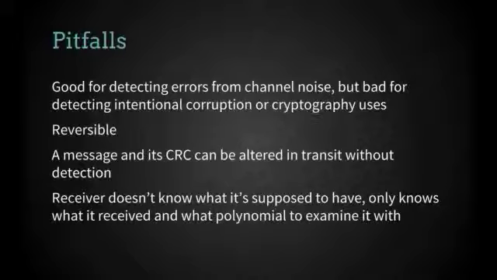But as good as CRCs are for detecting errors from channel noise, they're bad for detecting intentional or malicious corruption, or for cryptography, because they're, for one, reversible. They're not authenticated, so a message and its CRC could be altered in transit, in the middle, between sender and receiver without detection. A receiver doesn't know what it's supposed to have. It doesn't know what the sender had when it let go. It only knows what it received and what polynomial it's supposed to examine it with.